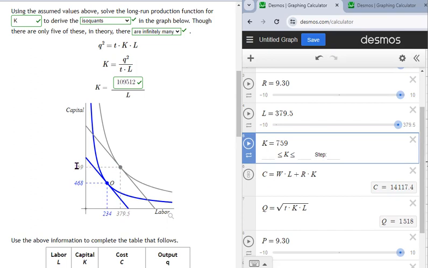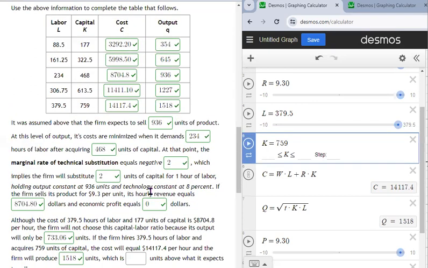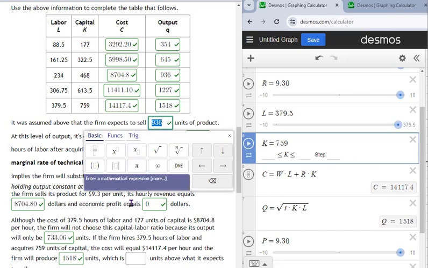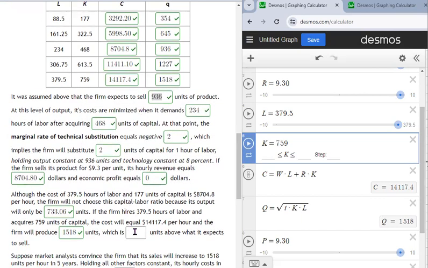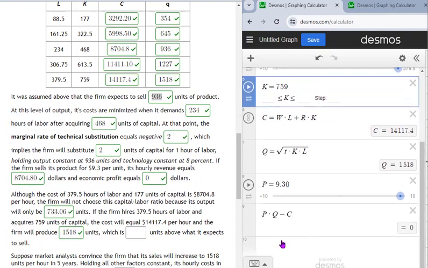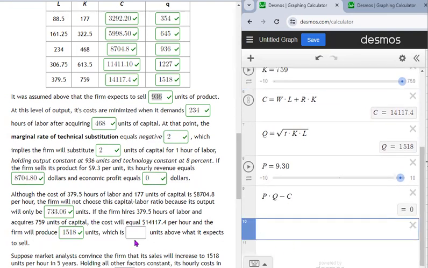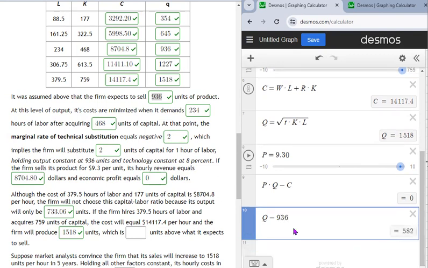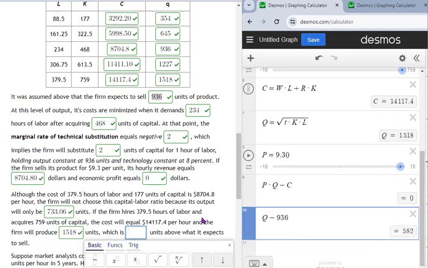Now, if the firm could sell 1,518 units, this capital labor ratio, 379.5 hours and 759 units of capital, would minimize the cost of producing 1,518 units. But the most we expect to sell is 936. So our output here would be way above what we expect to sell. Our output would be 1,518, but we only expect to sell 936, so we'd have excess inventory of 582.